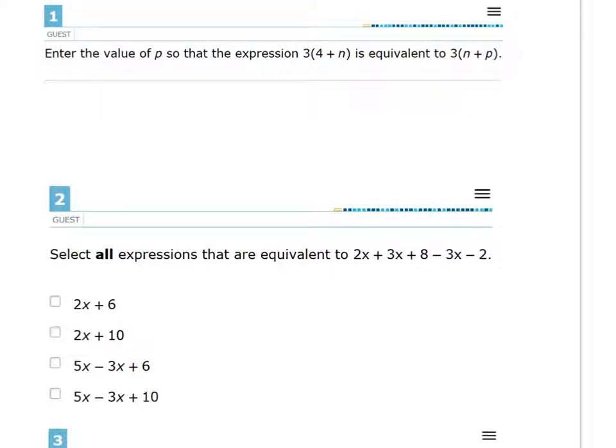Now for question number 1, enter the value of p so that the expression 3(4 + n) is equivalent to 3(n + p).